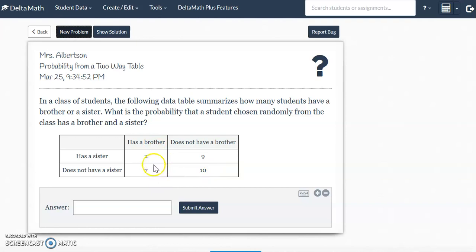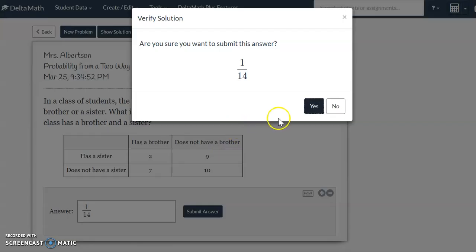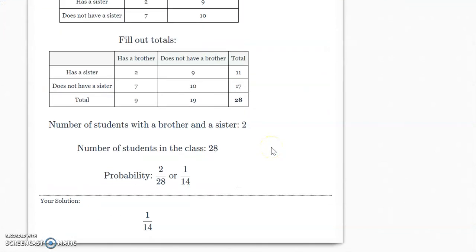So if we look at this, we have 9 right here and 19. So there's 28 kids that were surveyed in this class. So out of 28 kids, what's the probability that someone has a brother and a sister? So that means both. So that would be 2 out of 28. So we can write 2 out of 28, or I know that that would reduce to be 1 over 14. So either one is correct. And again, if you look right here, you can put the answer before it was simplified or after.